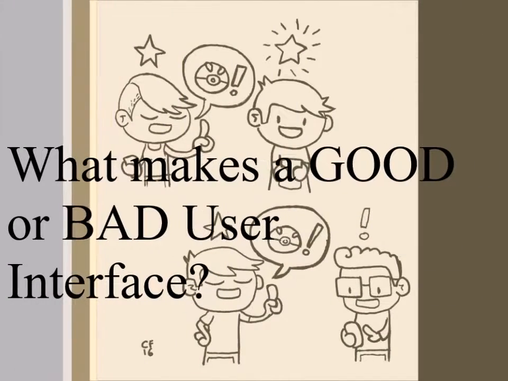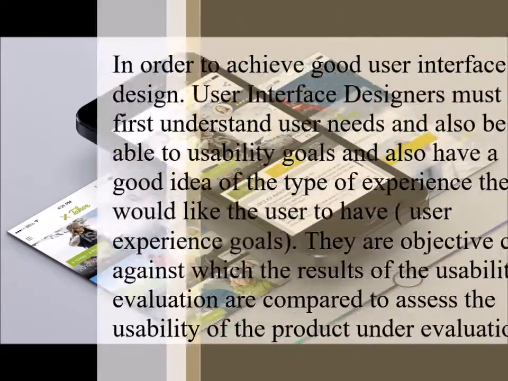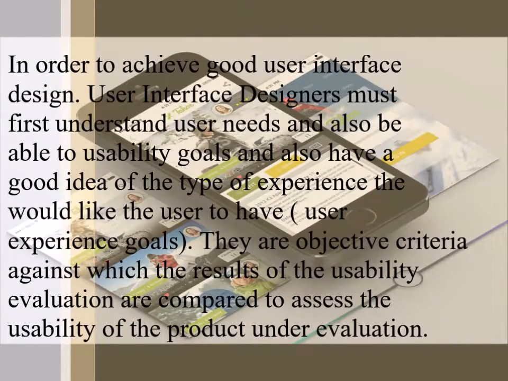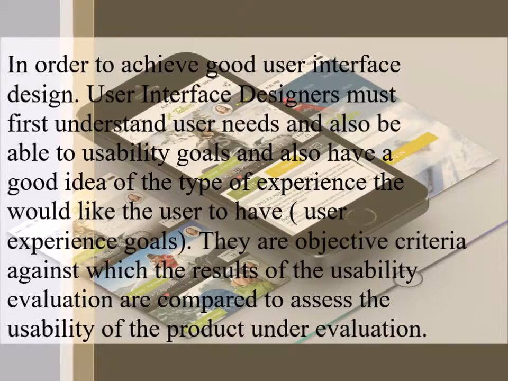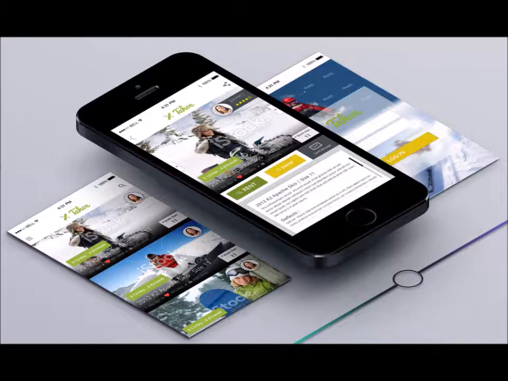What makes a good or bad user interface design? In order to achieve good user interface, designers must first understand user needs and also be able to establish usability goals and also have a good idea of the type of experience they would like the user to have, user experience goals. They are objective criteria against which the results of the usability evaluation are compared to assess the usability of the products under evaluation.